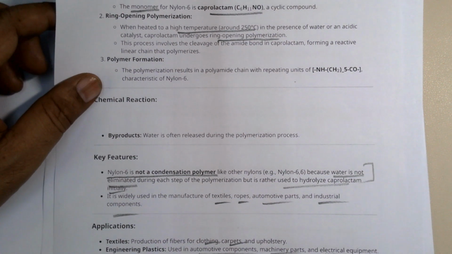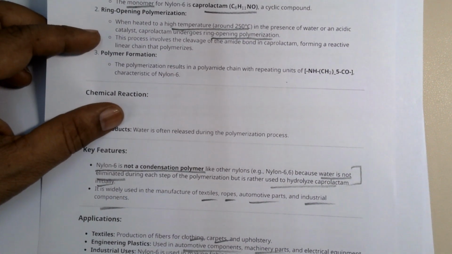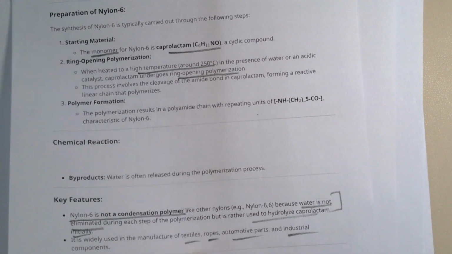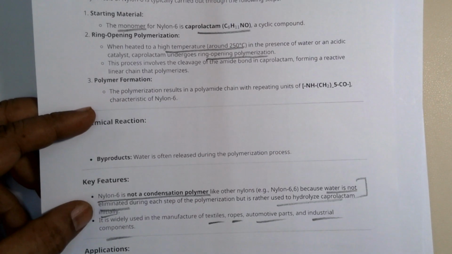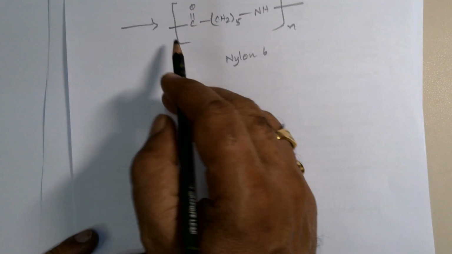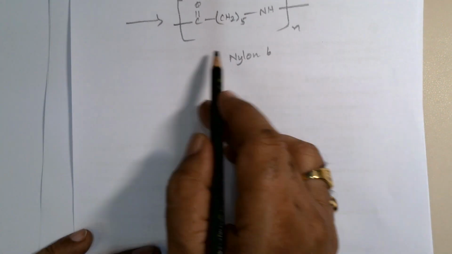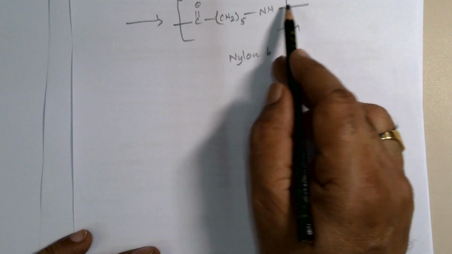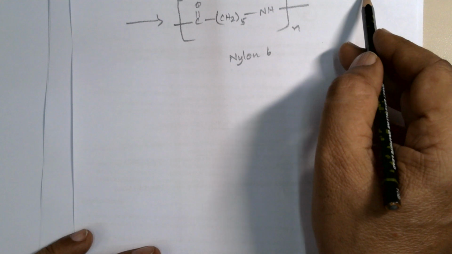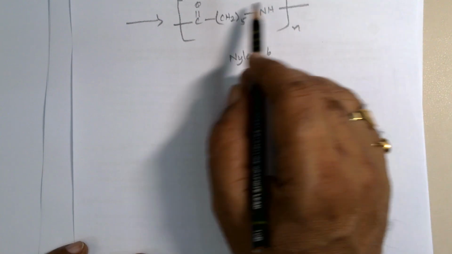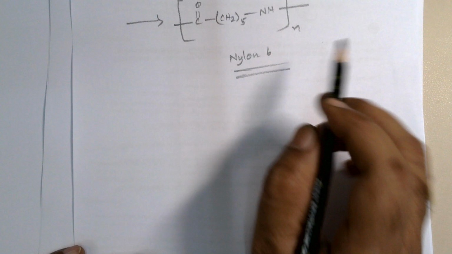Okay, so likewise it is used in making various industrial ropes also. Now when it is polymerized, you are able to get an ultimate structure like this. On this side COOH, on this side NH2. So OH is removed and it is going to be joined, CONH is formed. So it forms a nylon 6.